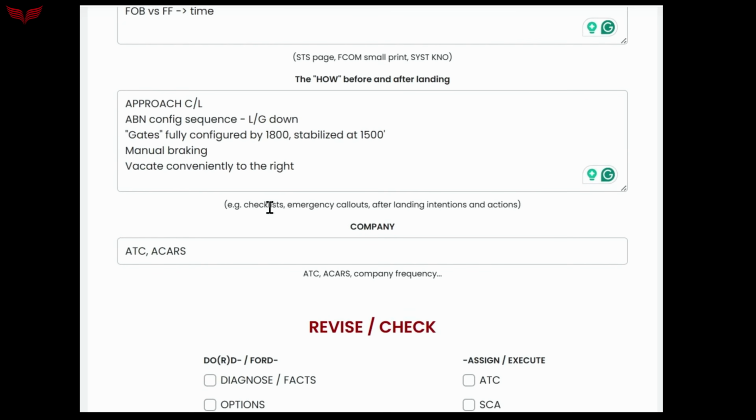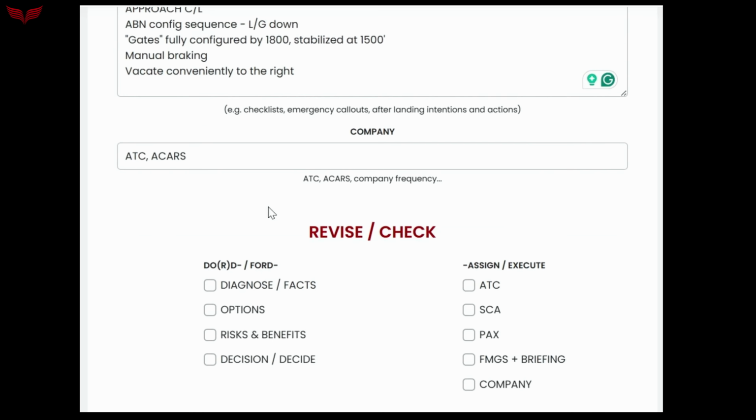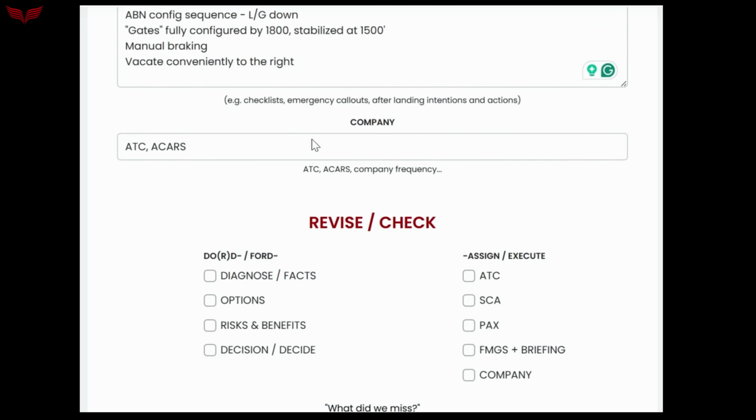It's going to be an abnormal configuration sequence as we have the landing gear extended already. My gates are to be fully configured in flaps 3 by 1,800 feet, stabilized at 1,500 feet. Manual braking, vacate conveniently to the right and taxi to the gate. Company: we can ask the ATC to inform them, or we can send a quick ACARS message.